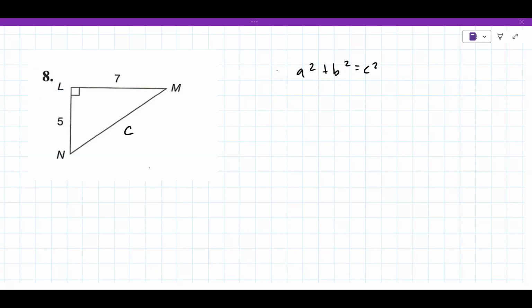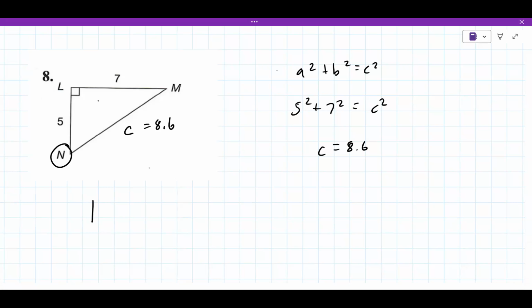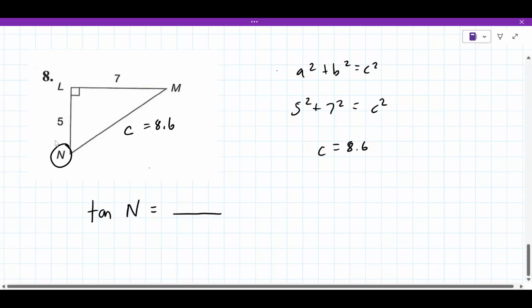The 8.6. Very good. So C ends up being 8.6. That's perfect. Okay. Now, we have to find either angle N or angle M. And we haven't done this yet, so this is completely new. If we want to find angle N, we can actually use any of the three sides because we have all three of them. But we're just going to stick with tangent for the moment. Tangent of N equals what over what? What are the two sides that tangent refers to?